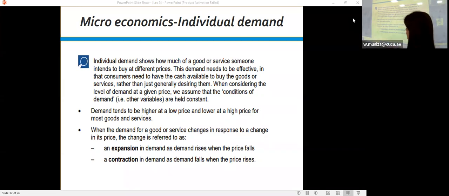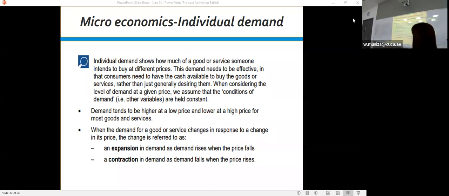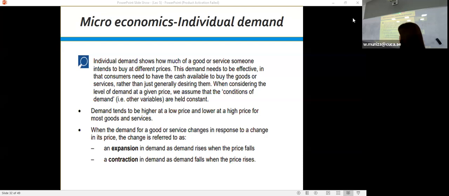So I am reading this again. Individual demand shows how much of the good or service someone intends to buy at different prices. This demand needs to be effective in that consumers need to have the cash available to buy the goods or services rather than just generally desiring them. When considering the level of demand at a given price, we assume that the conditions of demand, the different variables which are affecting the demand, are held constant. Demand tends to be higher at a low price and lower at a higher price for most goods or services.